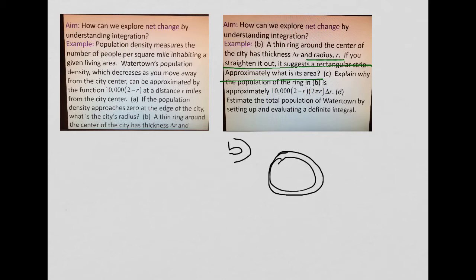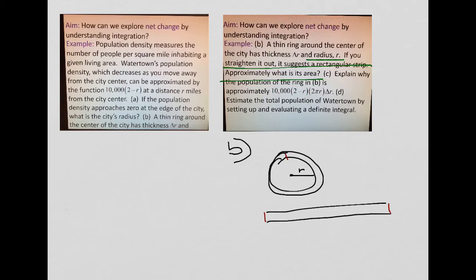Okay, so R is the center of this circle, and we're thinking about cutting it. If we cut this and start unraveling the circle, or I should say the ring around the circle, I'm trying to color coordinate it so that red is the place where we cut it and it got unwrapped, okay?